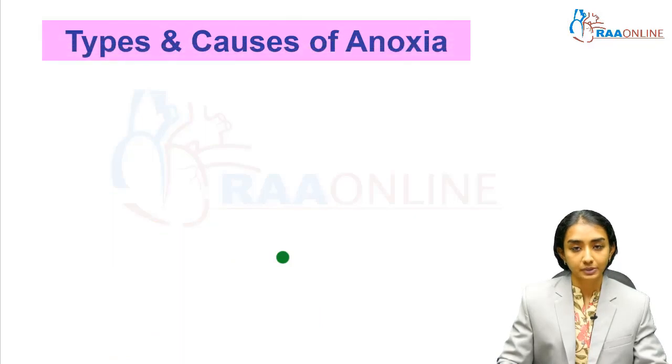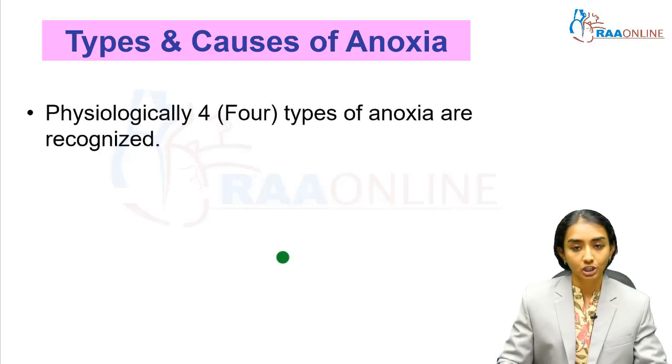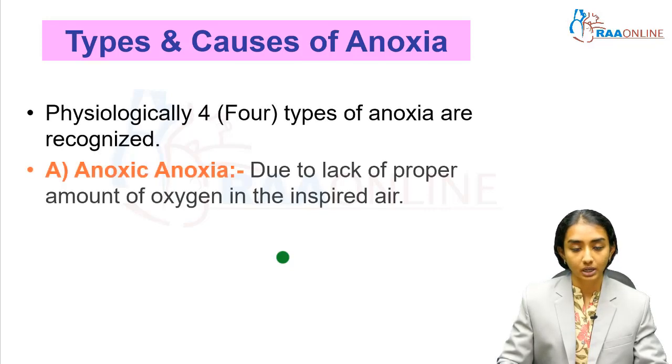Now coming to the types and causes of anoxia. This is called as Gordon's classification of anoxia. There are physiologically four types of anoxia. One is anoxic anoxia, which is defined as the lack of proper amount of oxygen in the inspired air. For example, the environment in which you are staying or you are at a moment when there is not enough of oxygen in that particular environment, it results in anoxic anoxia.